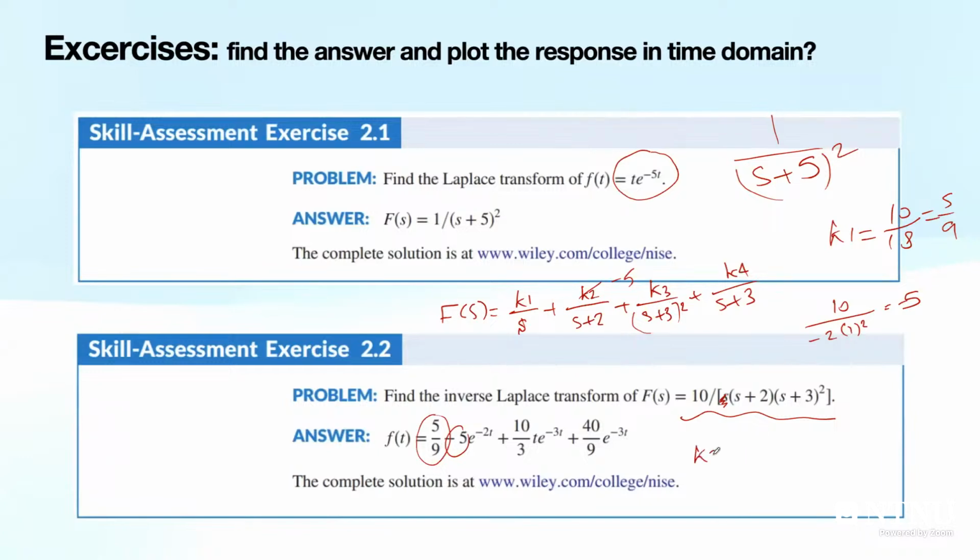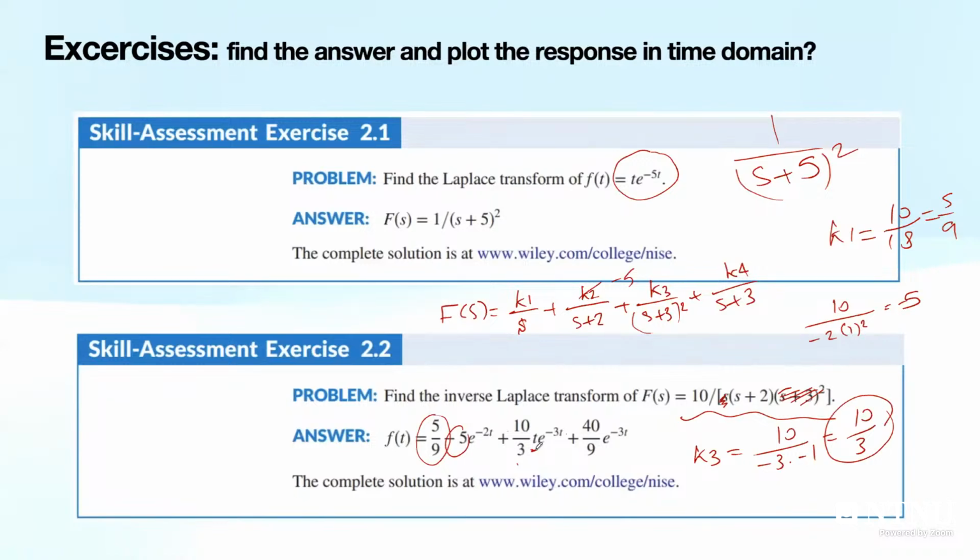If I want to get K3, you need to multiply both sides by S plus 3 squared, so that part will disappear. Set S equal to minus 3, so it will be 10 divided by minus 3 multiplied by minus 3 plus 2, which is minus 1. So it will be 10 divided by 3, plus 10 divided by 3 exponential minus 3t. But remember, this term is a square, so we need to multiply it by t.